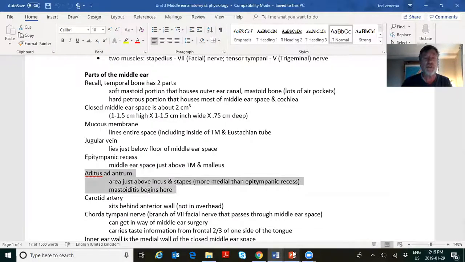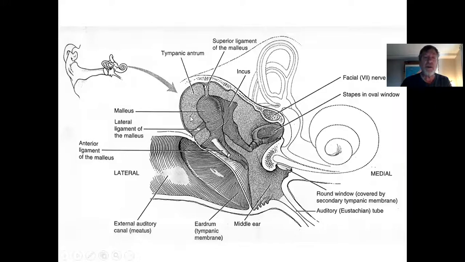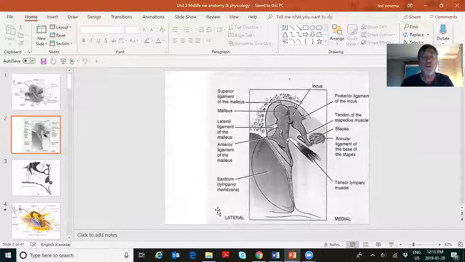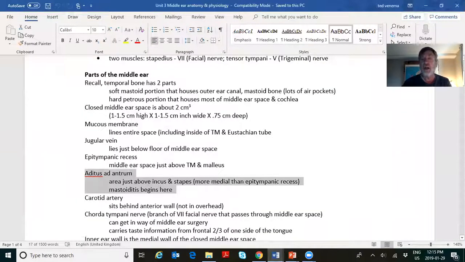So let's look at a picture. Bring this up here. Epitympanic recess would be here, above your malleus and your eardrum. Aditus ad antrum is here. It's the space above your incus and your stapes. Aditus ad antrum, epitympanic recess. I don't know what this space is called. Who knows? But whatever. Just so you know, you'll see these words once in a while mentioned. So these are pieces and parts. So we've got that covered.